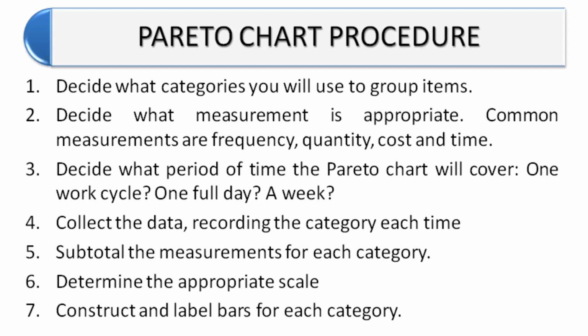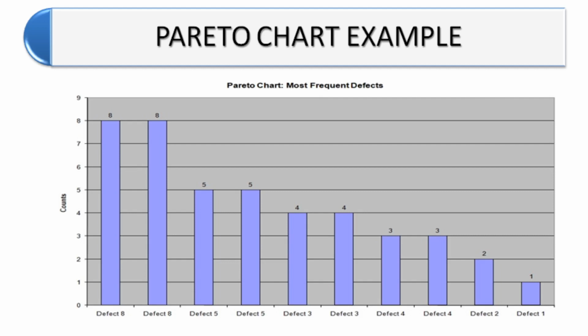Next, what is the procedure you have to follow? See here the example of a Pareto chart. Here I have plotted the most frequent defects, sorted accordingly. The most frequent, at the left hand side, is defect number 8. Then I have plotted defect number 5, then defect number 3, defect number 4, defect number 2 and 1. How many times each defect occurred, accordingly I have plotted here.